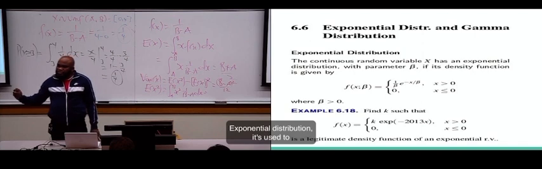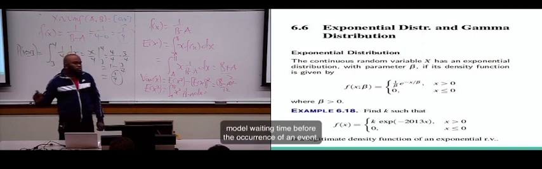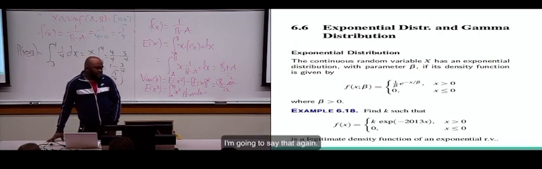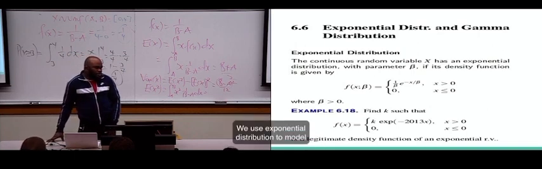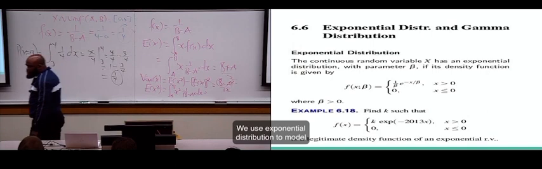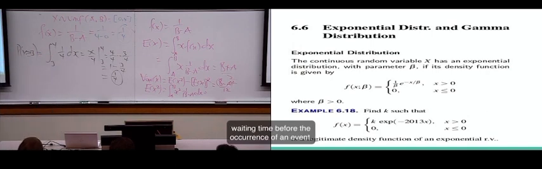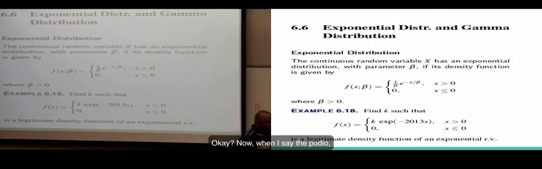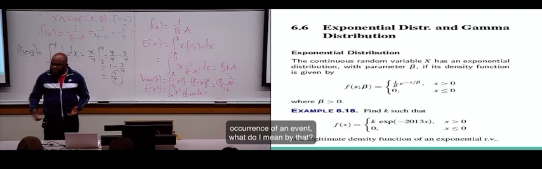Exponential distribution is used to model waiting time before the occurrence of an event. I'm going to say that again. We use exponential distribution to model waiting time before the occurrence of an event. Now, when I say before the occurrence of an event, what do I mean by that?